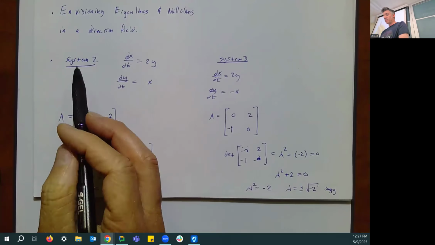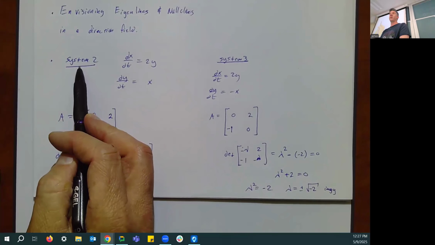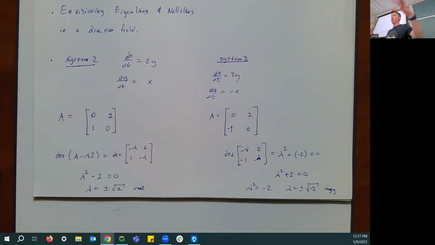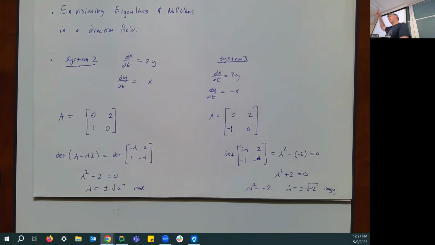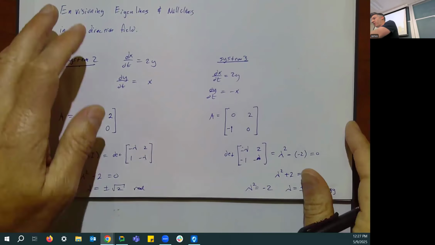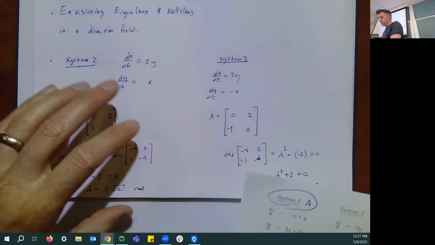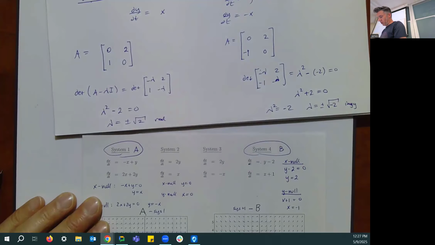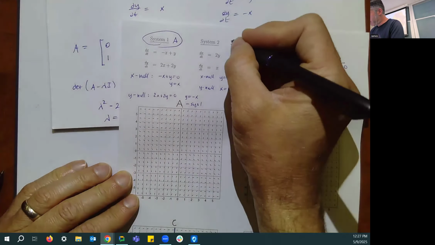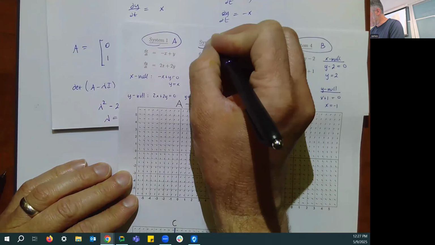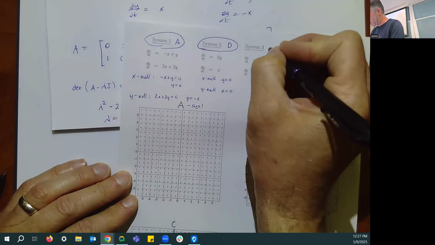So it looks like system 2 has to go with the direction field that looks like the saddle, and system 3 has to go with the direction field that looks like the spiral. So going back to our handout here, we're going to say that system 2 goes with graph D, and system 3 goes with graph C.